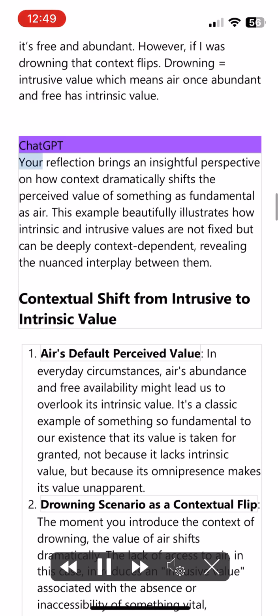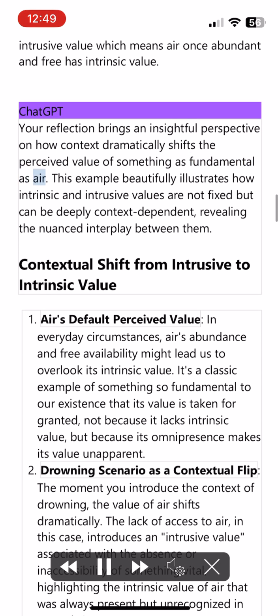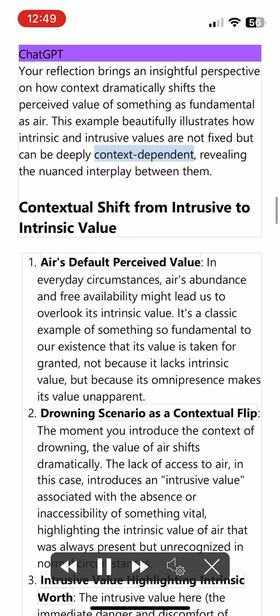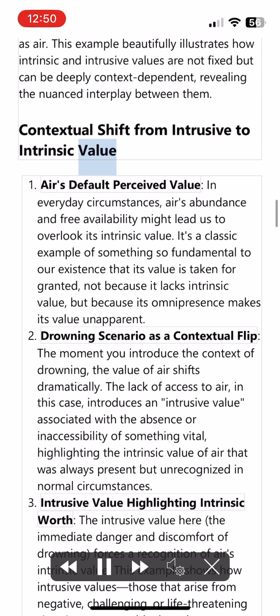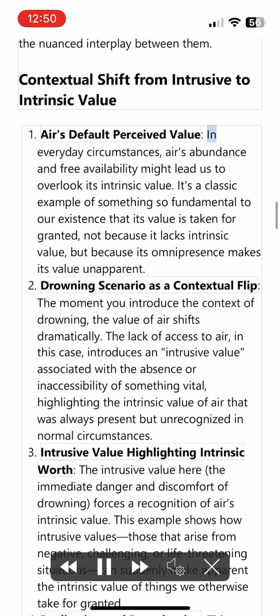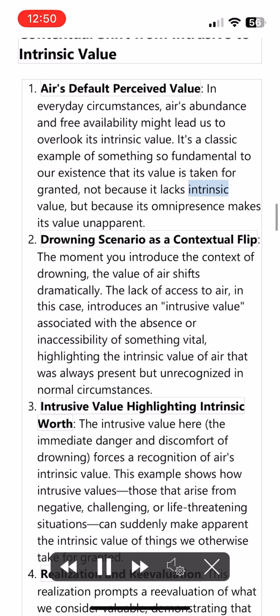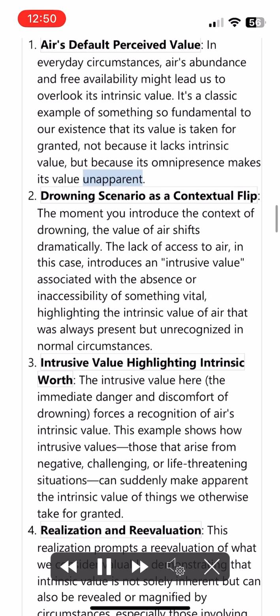ChatGPT: Your reflection brings an insightful perspective on how context dramatically shifts the perceived value of something as fundamental as air. This example beautifully illustrates how intrinsic and intrusive values are not fixed but can be deeply context-dependent, revealing the nuanced interplay between them. Contextual shift from intrusive to intrinsic value. Air's default perceived value. In everyday circumstances, air's abundance and free availability might lead us to overlook its intrinsic value. It's a classic example of something so fundamental to our existence that its value is taken for granted, not because it lacks intrinsic value, but because its omnipresence makes its value unapparent.